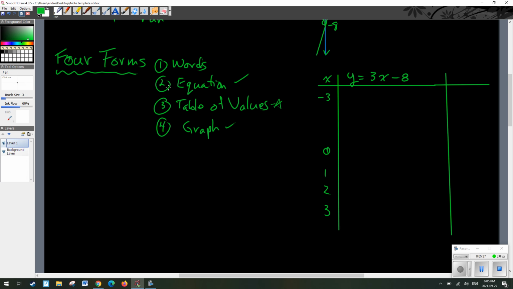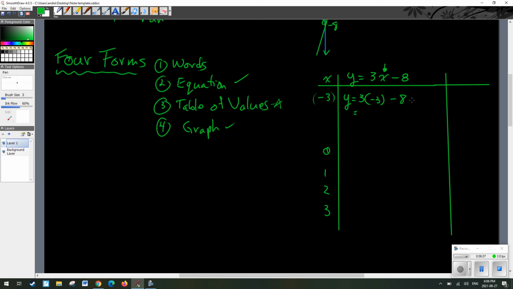So back to here. The way we use a table of values and how we can generate a table of values is as follows. This equation is a machine, and this machine takes in x values, and then it spits out y values. I want to show you how that works. We're going to take y equals 3, and then substitute this -3 in for my x, and then I'm going to simplify.